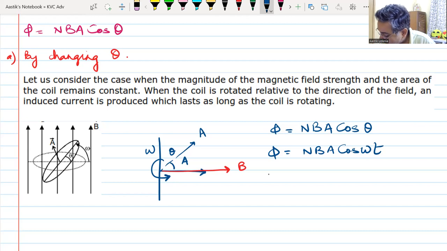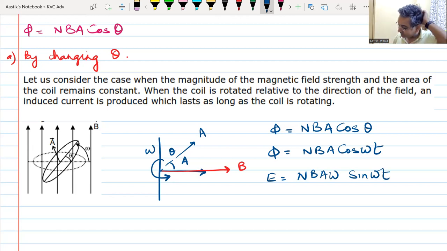To find out the EMF induced in the coil, I have to find out the negative rate of change of this one. Yes or no? Negative sign only indicates the direction. So it will become NBA omega sine omega t. Do we understand this? Yes, sir.